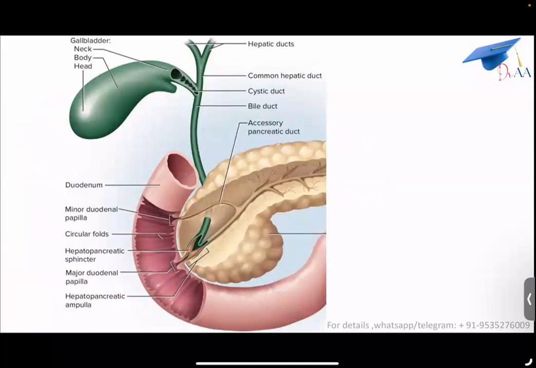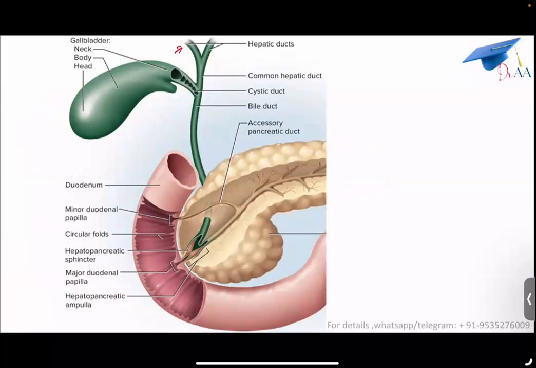Let's see a little bit of the anatomy of the biliary tract. This is important for us to learn the differences between different pathologies. We'll be learning about biliary colic, acute cholangitis, acute cholecystitis, and cholelithiasis. There will be confusion if you don't know the anatomy, so let's briefly see the anatomy.